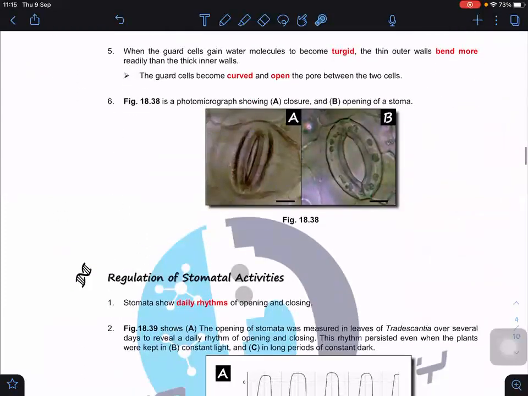So when the guard cell gains water molecules by osmosis, always remember, they become turgid, they curve more or bend more, because the thin wall bends more compared to the thick wall. Then the guard cells become more curved and open the pore between the two cells. Can you see that? This is the closing. When they expand, they open the pore. Now, always remember, even though we say closure, it doesn't mean that it closed totally.